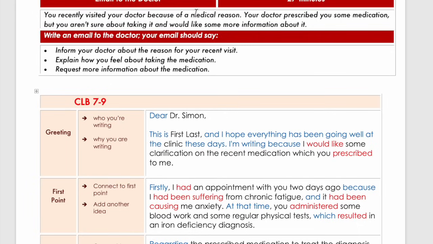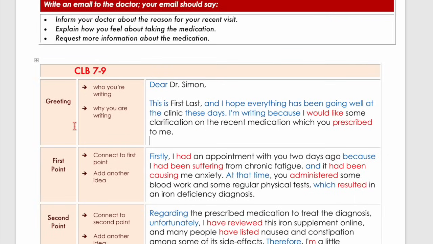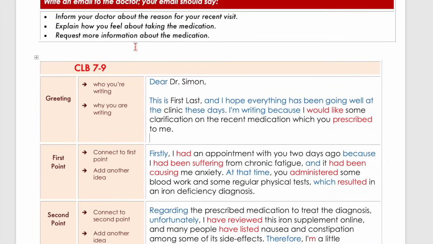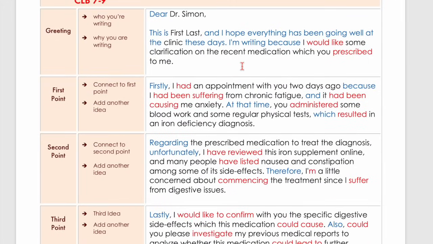Again, this was to the doctor about the new medication that you're taking and you want more information. So we started with the greeting, who you're writing and why you're writing. Dear Dr. Simon, this is first last, and I hope everything has been going well at the clinic these days. I'm writing because I would like some clarification on the recent medication which you prescribed to me. Okay, and the first point was inform your doctor about the reason for your recent visit.